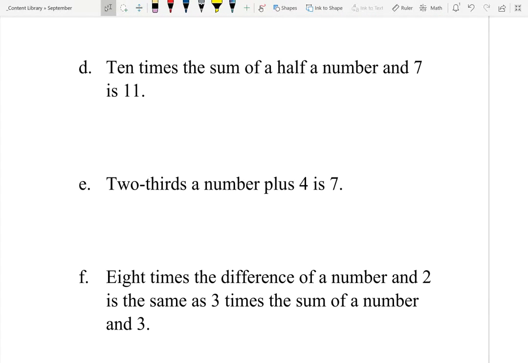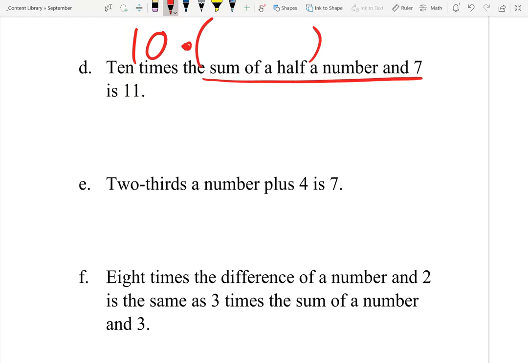Now, D is where things get pretty interesting. So we have kind of a double scenario going on here. We have 10 times the sum of half a number and 7. So we're doing 10 times. Now, what are we multiplying by 10? We're multiplying 10 not by a number or a term. We're multiplying it by a sum.